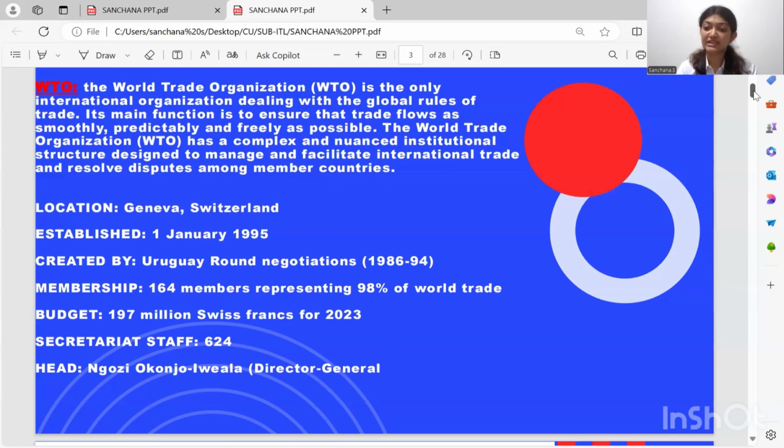Location is Geneva, Switzerland, established 1st January 1995, created by the Uruguay Round of negotiations. It is considered to be a very important round. Membership: 164 member countries representing 98% of the world trade. Budget 197 million. Secretariat staff 624, and the head is a Director General.